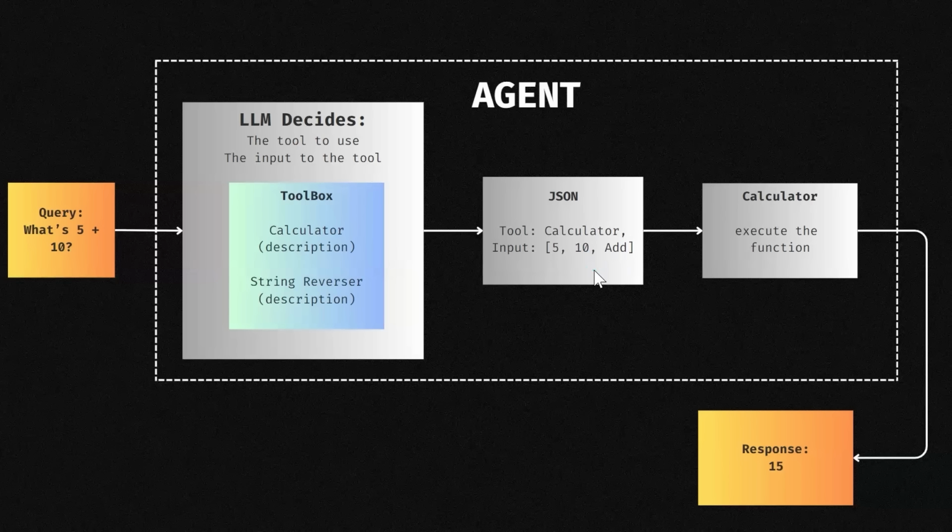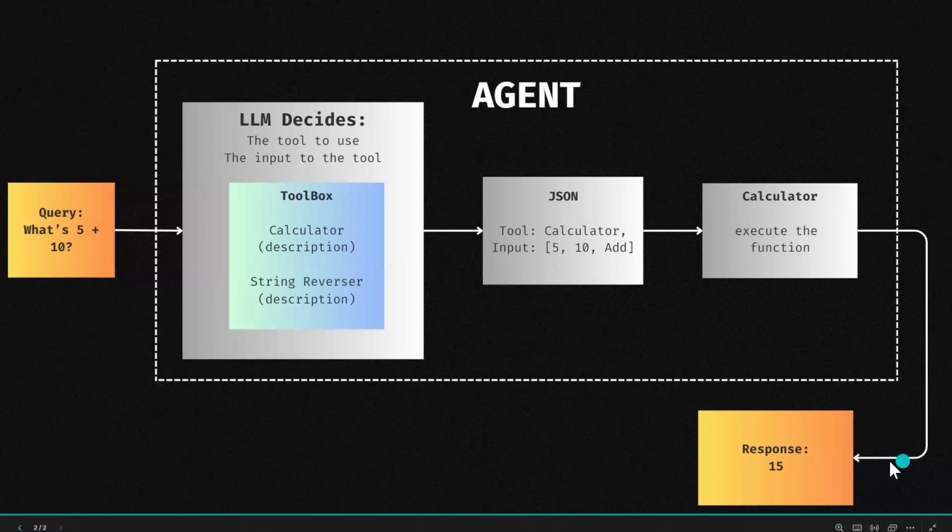The next key part to the agent is actually being able to execute that function. When you look at the Python code for this, you're going to see within the agent, there is a method that you can use to execute that function once you've got the inputs. On executing that function, you will generate a response, and the response in this case is 15.